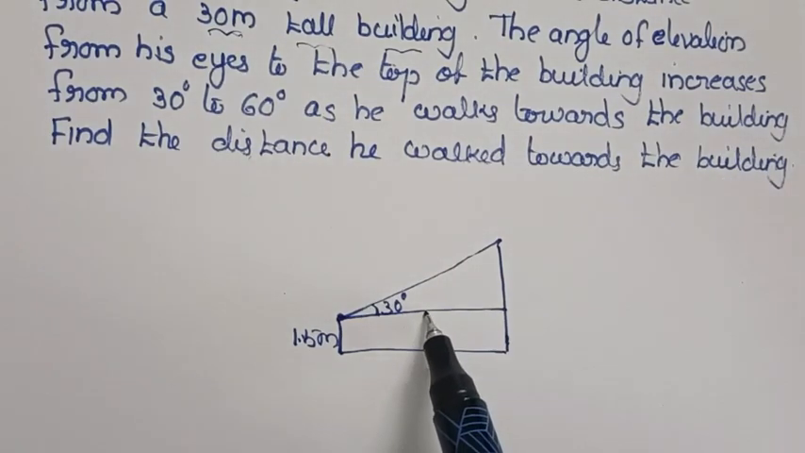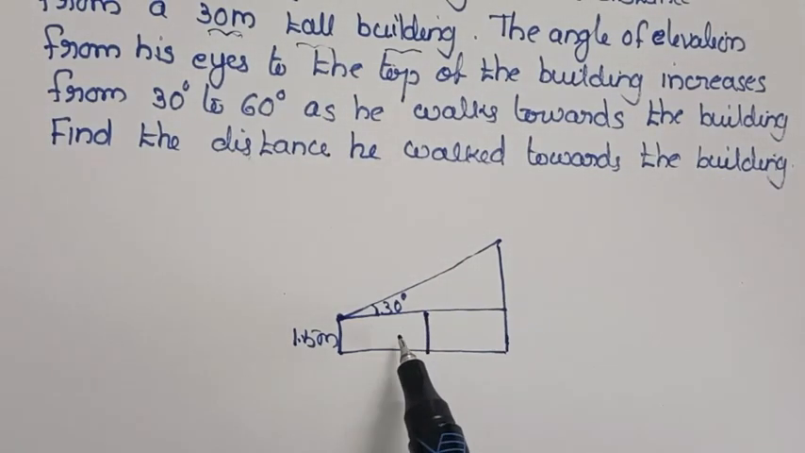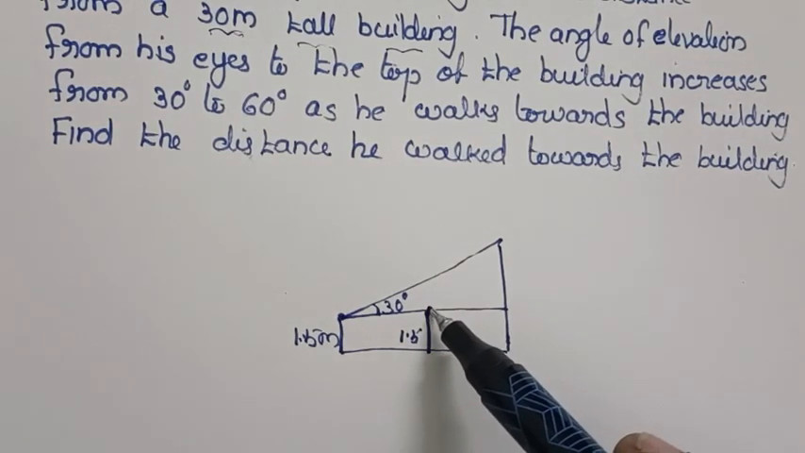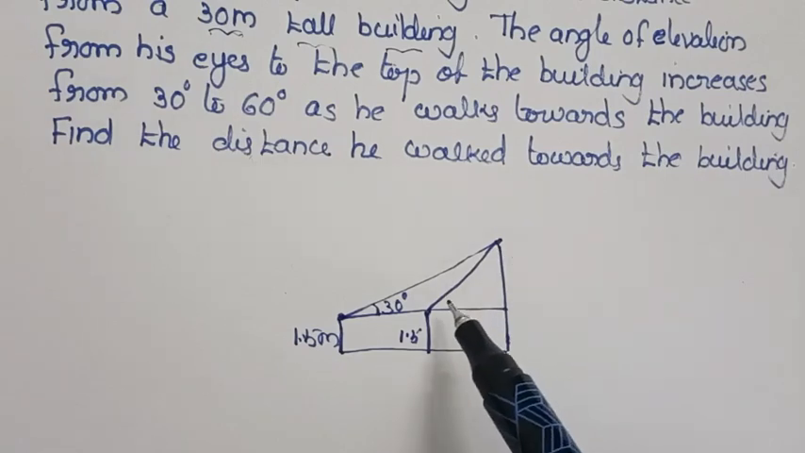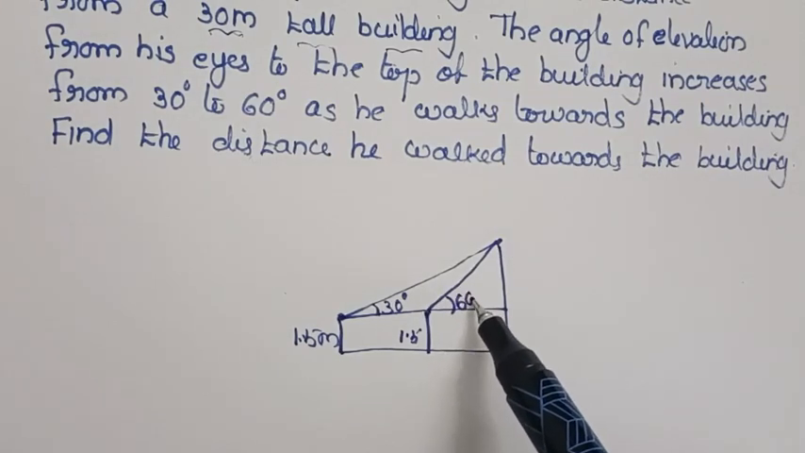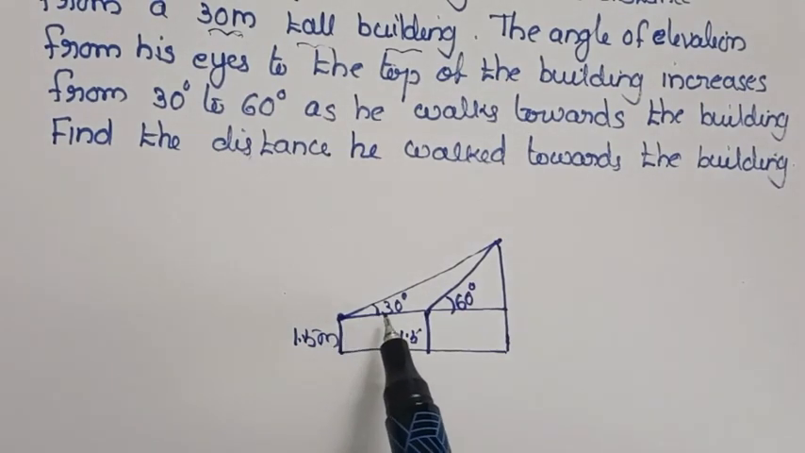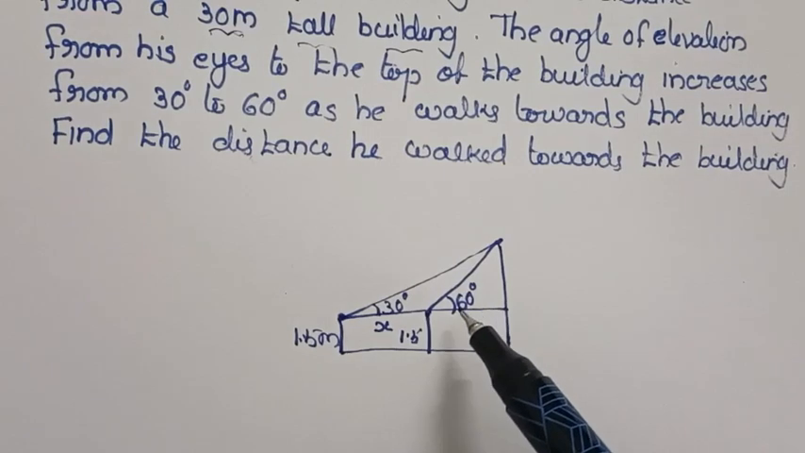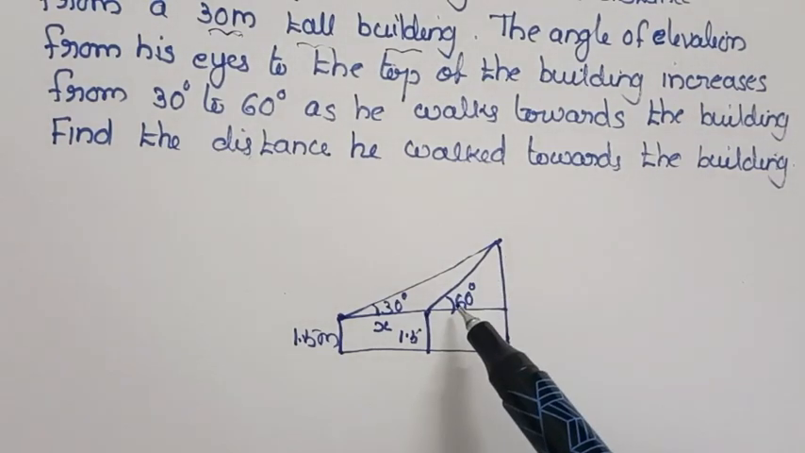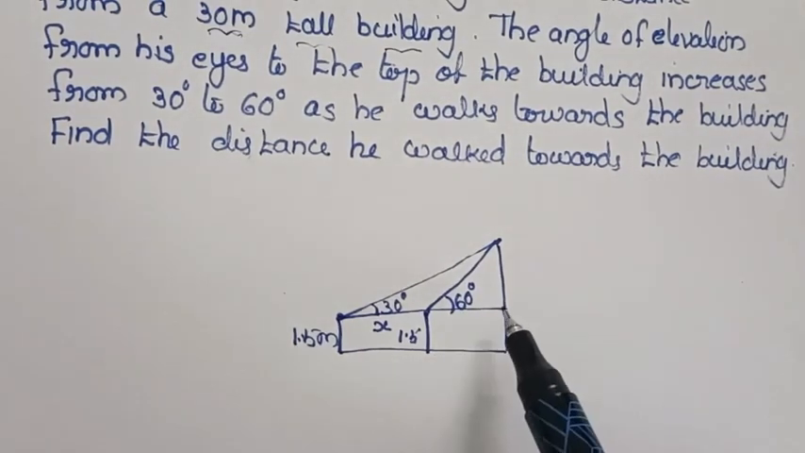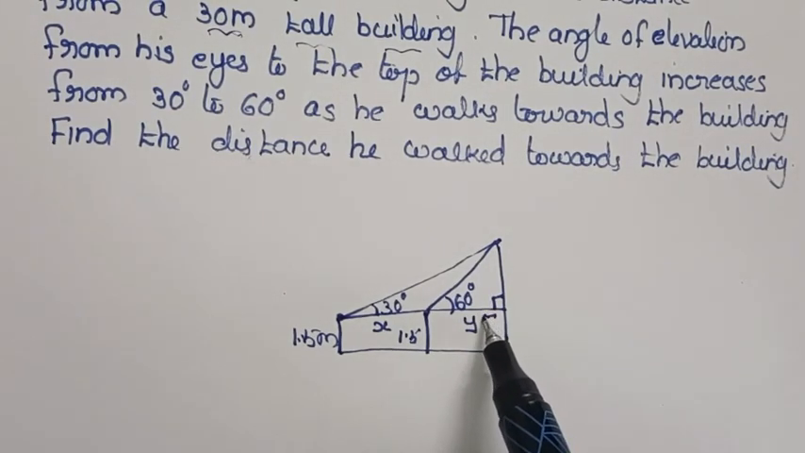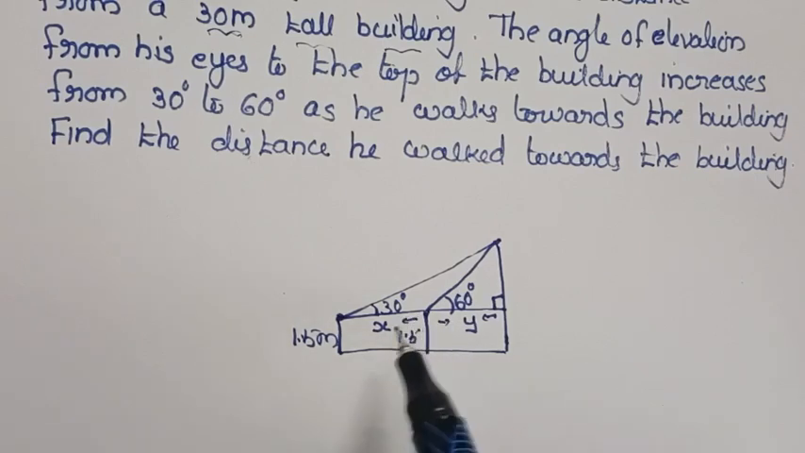As he walks towards the building, that is in the second position, his height here is 1.5 meter. From this second position, the angle of elevation will become 60 degrees. After walking some distance, say x, towards the building, the angle of elevation of the top of the building will become 60. So here this is a right triangle. We can take this much distance as y, and this one is x.